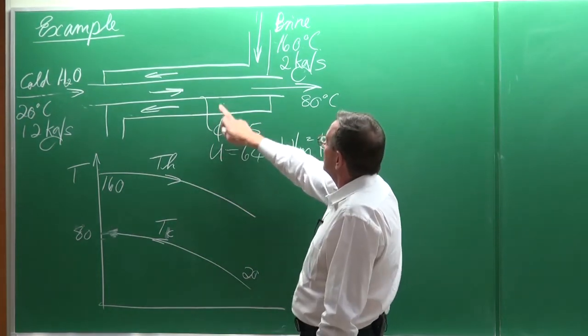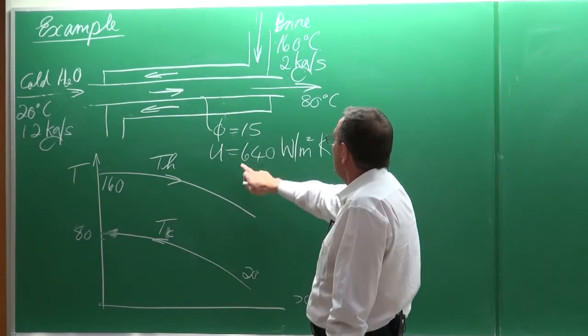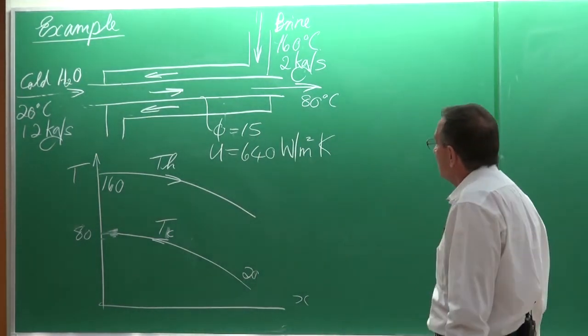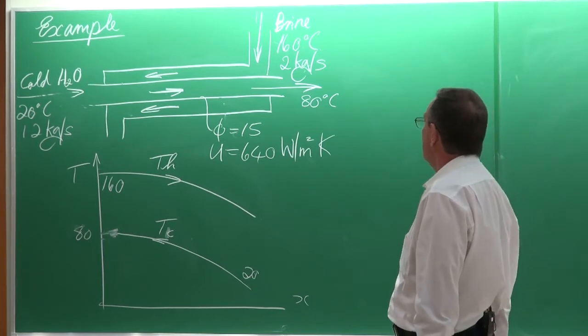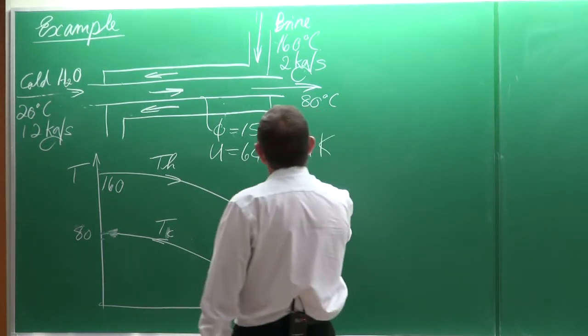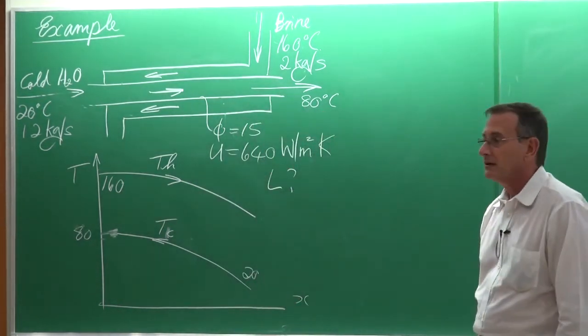The tube's diameter is 15 millimeter. It's given that it is a thin tube, and the overall heat transfer coefficient of the heat exchanger is given as 640 watts per square meter Kelvin. And they ask us to determine the length of the tube on the inside.